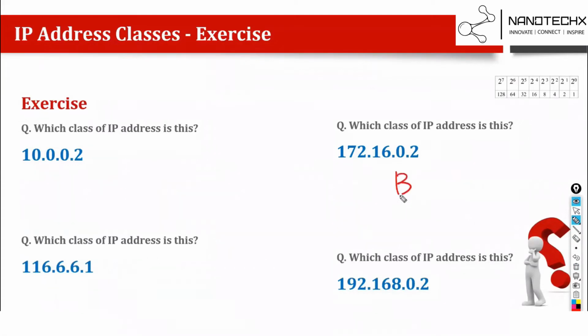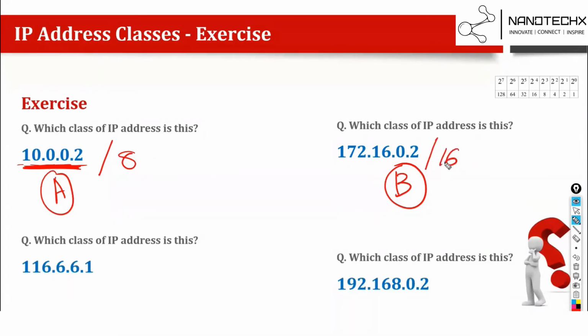So what is the subnet mask that I should put with this class A? With 10.0.0.2, what should be the subnet mask? Yes, it should be /8. And then what should be with 172? Yes, it should be /16. Very good. And then this 116 belongs to class A as well, right? So this should also be /8. Why? Because from 1 to 126 is always class A.